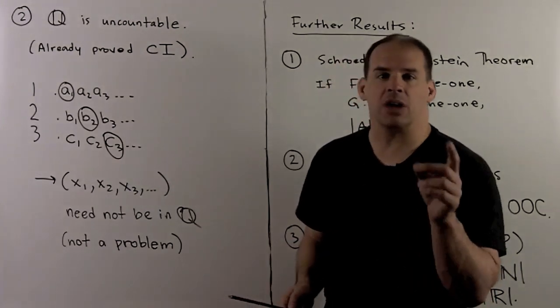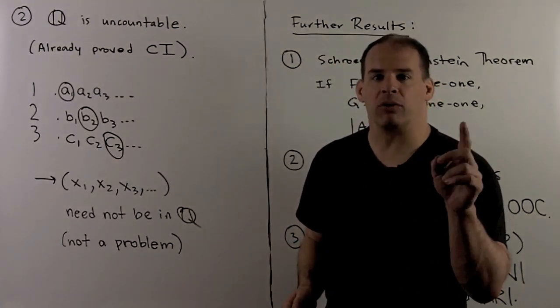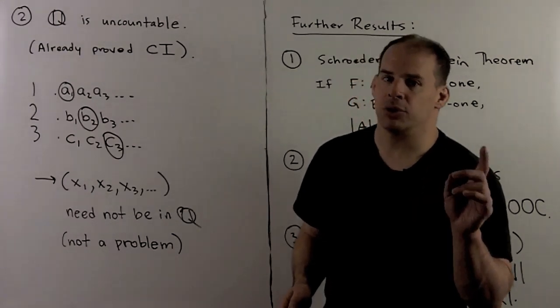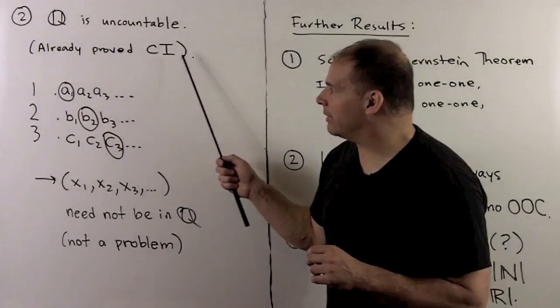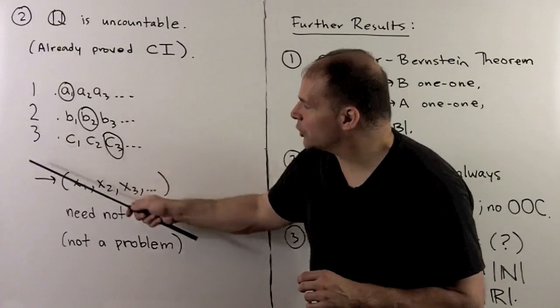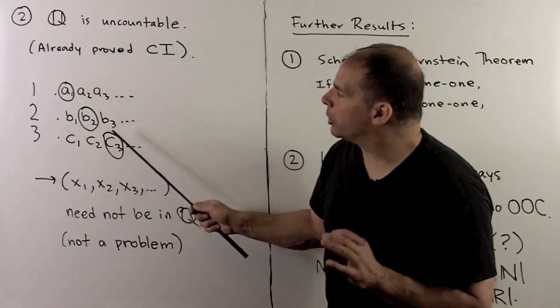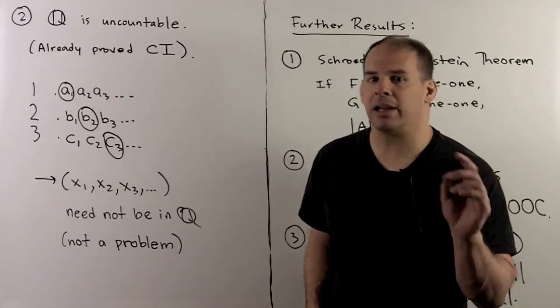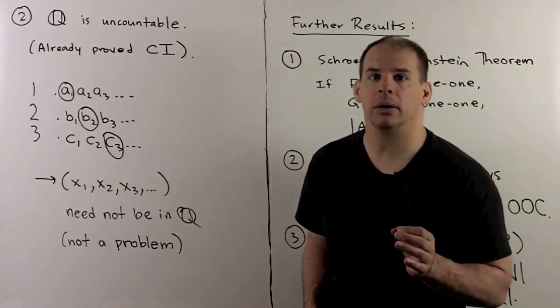Now, to get a contradiction, I would need to guarantee whenever we do this, we always get a rational number back. Because we know that the rationals are countably infinite, in this list we'll have everything. So what we produce when we go down this diagonal would have to be an irrational number. So we're not going to get the contradiction that we're looking for.